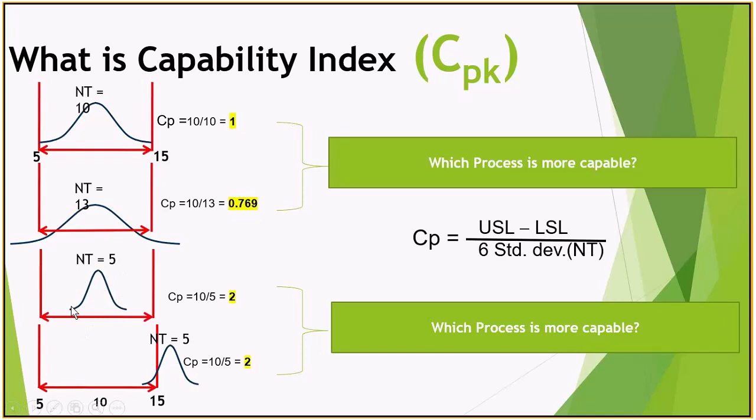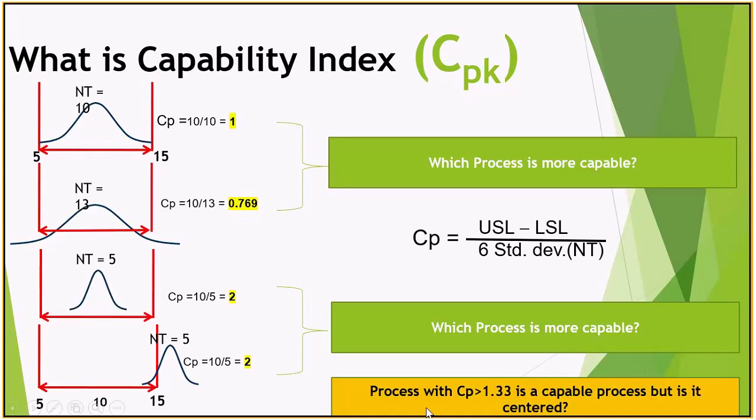Why? Because your process is within the specification limit. But again I will ask, in both the cases your CP is 2, in both the cases your process capability is the same, then how can you say this process is more capable? So please understand, both processes are capable, but number 4 is not centered. The process with a CP greater than 1.33, or I would say greater than 1, is a capable process. But there is a question: is it centered? In case 3 it is centered, but case 4 is off center.